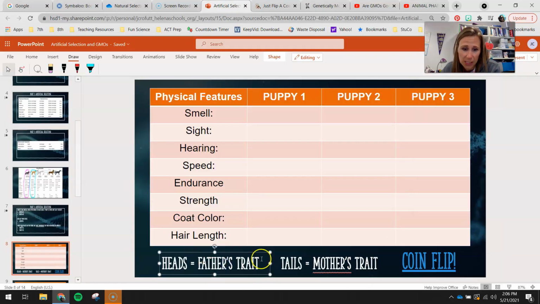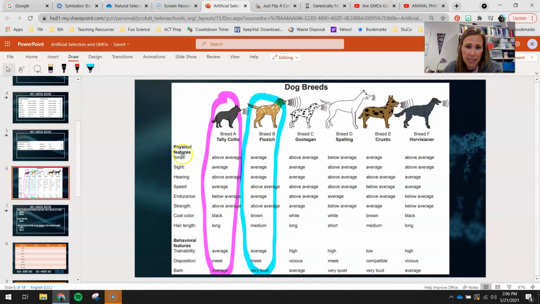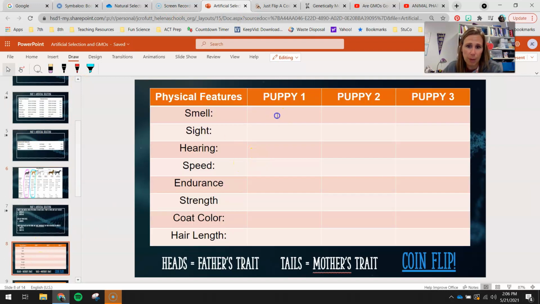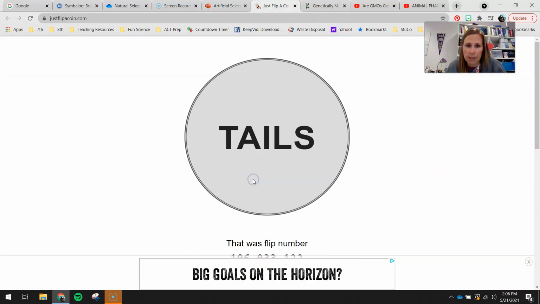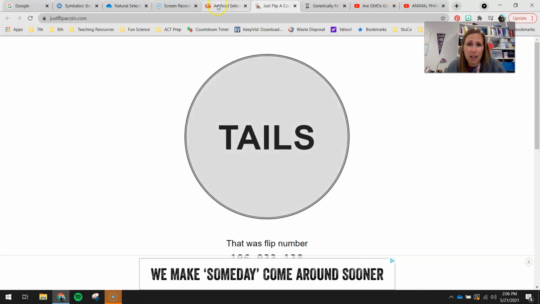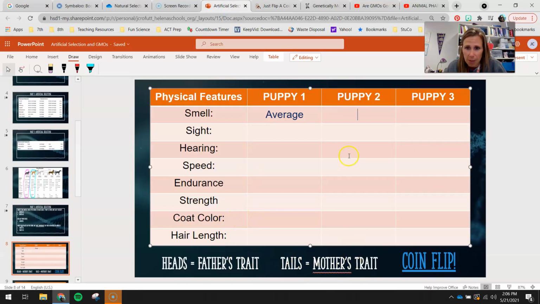Heads means the father's trait, so I'm going to look at my table and say, all right, that first puppy is going to have an average smell. So in here, I would type in puppy 1, average. Then I'm going to flip my coin again to see what puppy 2 is going to have for smell. Tails. Tails is the mother's trait. The mother was above average.